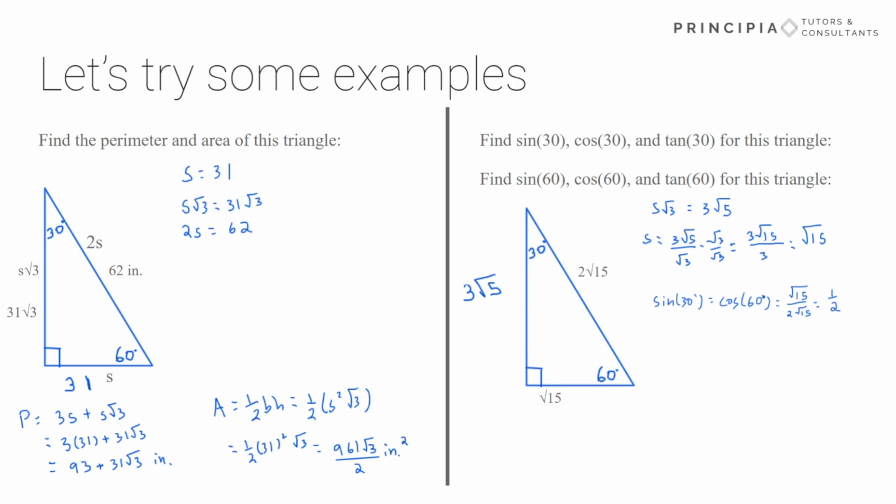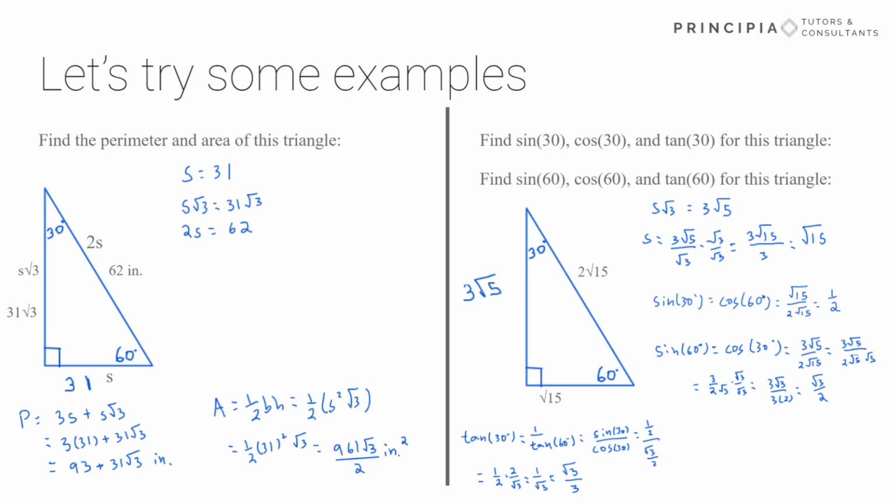And so if you can see where this is going, the sine of 60 then would be the cosine of 30. And so if I solve sine of 60, 3 root 5 over 2 root 15, which would just be the cosine of 30, because that's the adjacent over the hypotenuse in that instance. Working everything out, resolving the radicals in the denominator, yields a square root of 3 over 2.